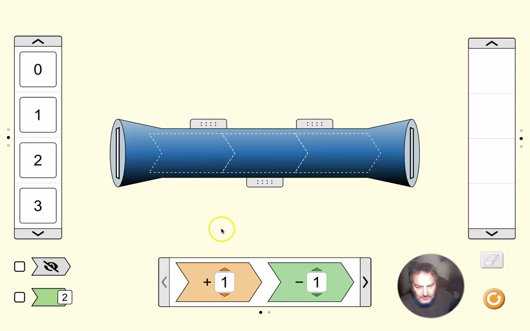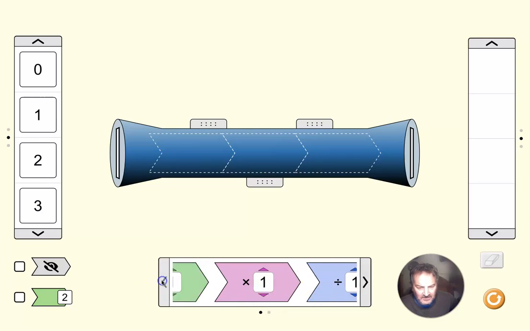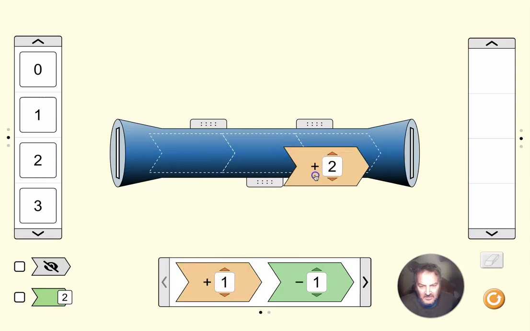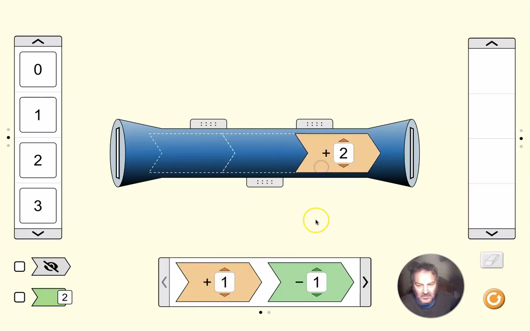So we can come down here and we can find the plus, and we can bring a plus 2 in, and we can move that up into the input output. So that's going to be the back end. And then we're going to come over here and put in the x. So the x goes through, and that's what we have, x plus 2. So that is going to be a linear function.